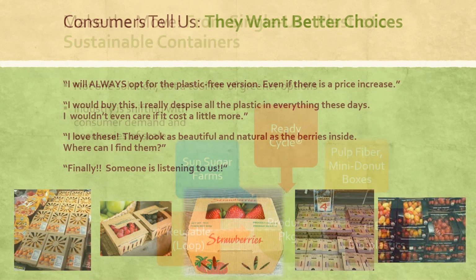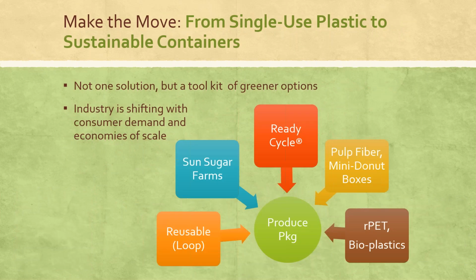So how do we make the move from single-use plastic to sustainable containers? Well, there's no silver bullet. It's a toolkit. There's an array of options. And I've tried to diagram a few of them here. This is certainly in no way exhaustive, but it gives you a sense. I've touched on ReadyCycle and Sun Sugar Farms, 100% recyclable cardboard containers. There's also pulp fiber containers, think egg cartons, and that's what pulp fiber is. There are even mini donut boxes, though they have cellophane film.